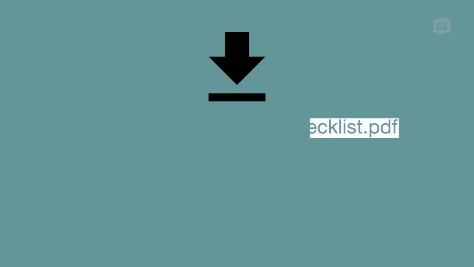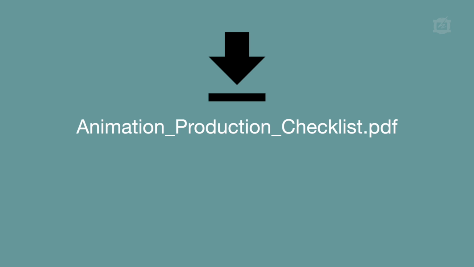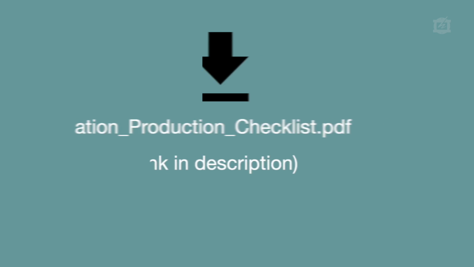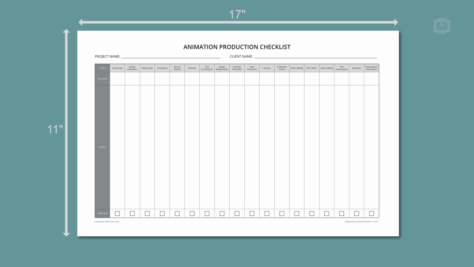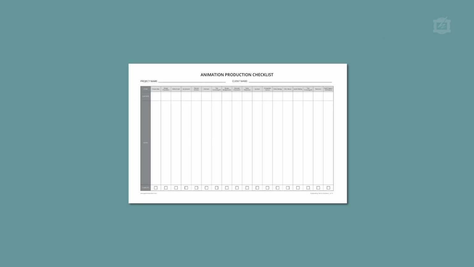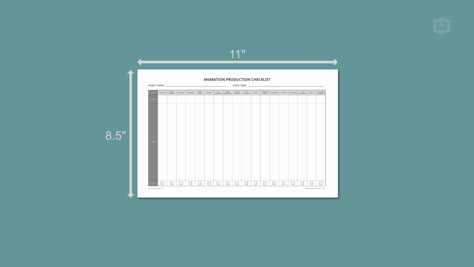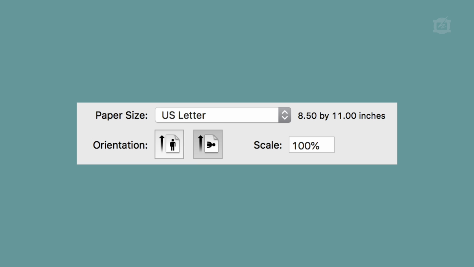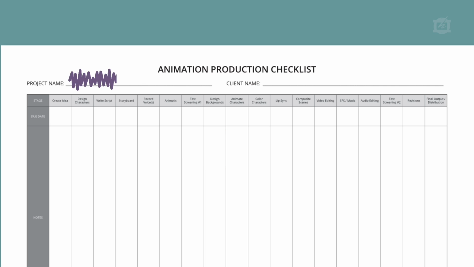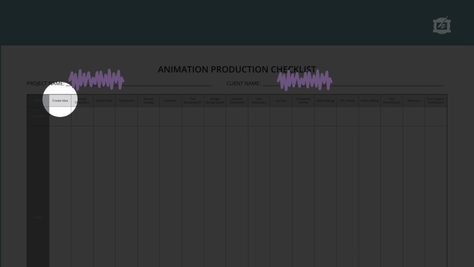First, go download the PDF called Animation Production Checklist.pdf. This file is built at 17 by 11 inches, but can be printed to scale down onto an 11 by 8.5 inch sheet. Just remember to print horizontally, not vertically. Now, fill in your project name and either your name, your studio name, or your client's name in the client's name line.